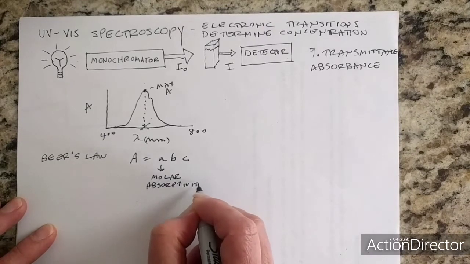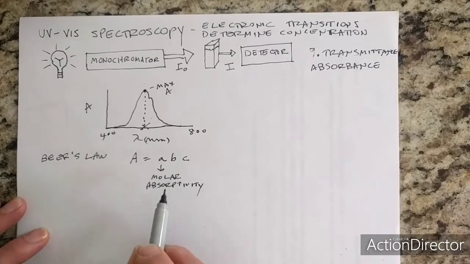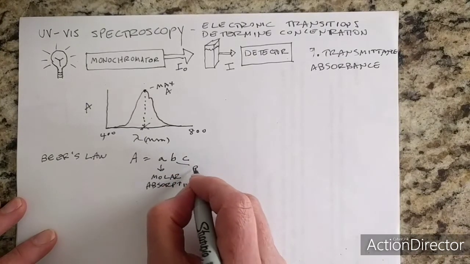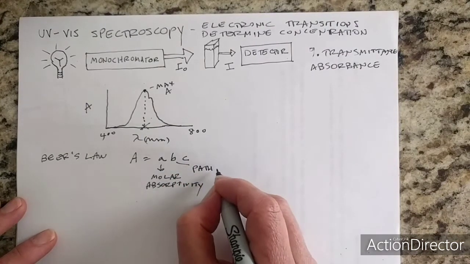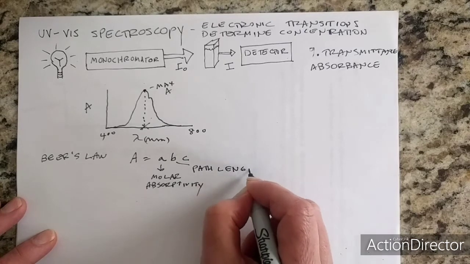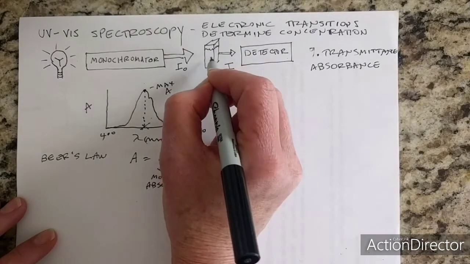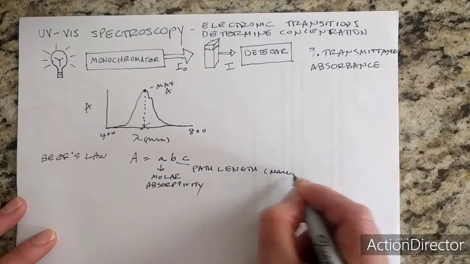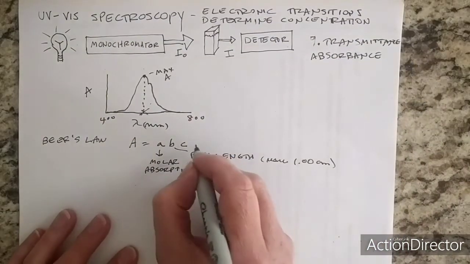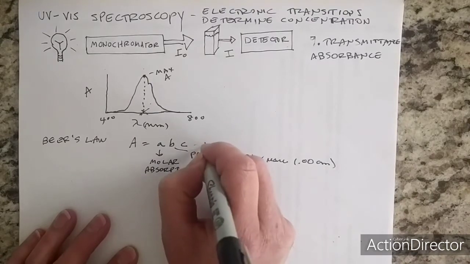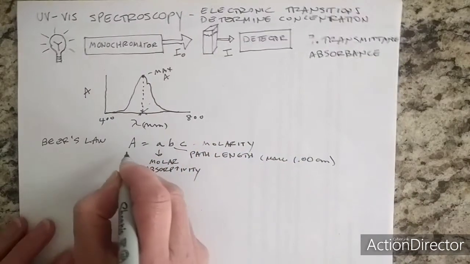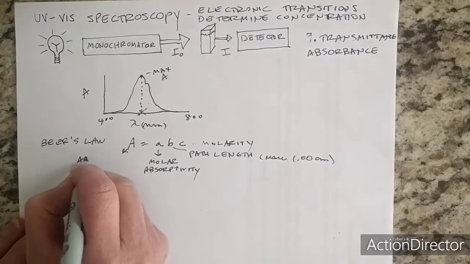Absorptivity. That is a constant for our particular substance at a particular wavelength. B is the path length that the light travels through. So that is the width of the cuvette, and C is our concentration in molarity, and of course A, our absorbance.